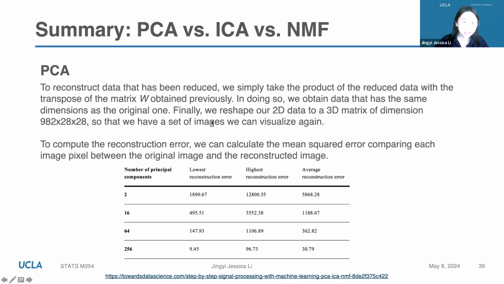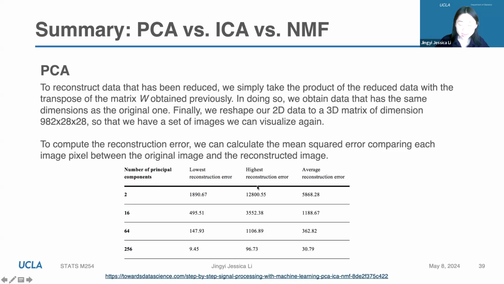Finally, we reshape our 2D data to a 3D matrix of dimension 982 by 28 by 28. You'll restore the 28 by 28 images so that we have a set of images we can visualize again. Then the authors compute the reconstruction error, and you can calculate the mean square error comparing each image pixel between the original image and the reconstructed image. If you want to see the code for the detailed calculation, it's in this blog post. So basically, we can see the reconstruction error.